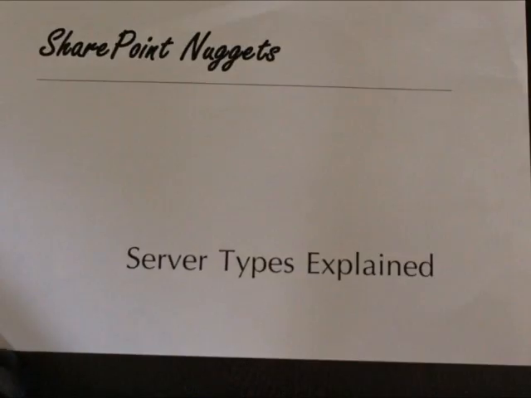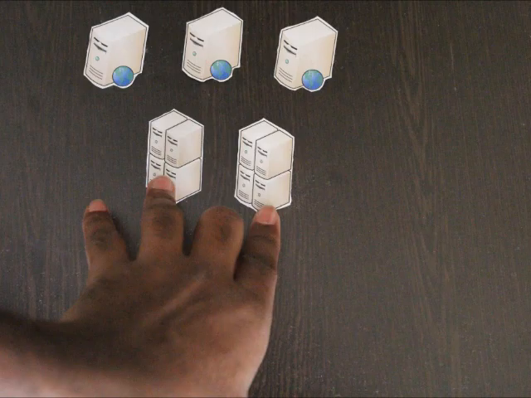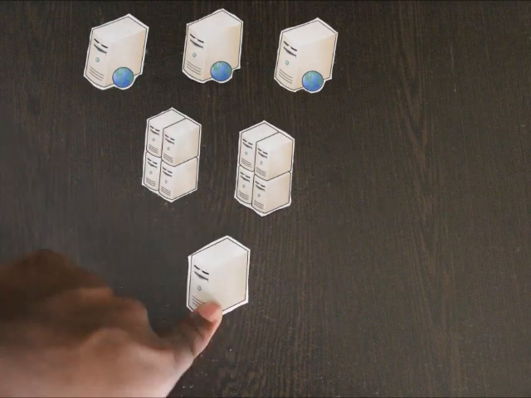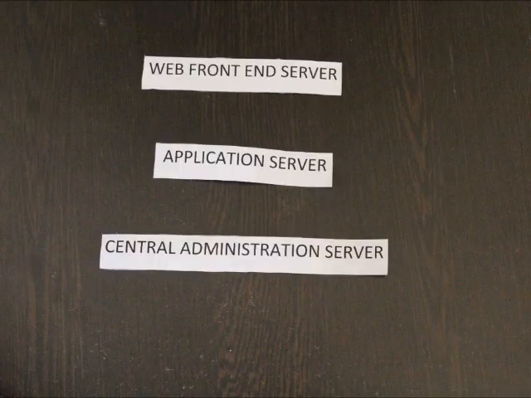We're going to be talking today about server types. From time to time, we have heard people use terms like 3 web front-end servers, 2 application servers, or 1 central administration server. But what exactly does each of these terms mean? Web front-end server, application server, or a central administration server?